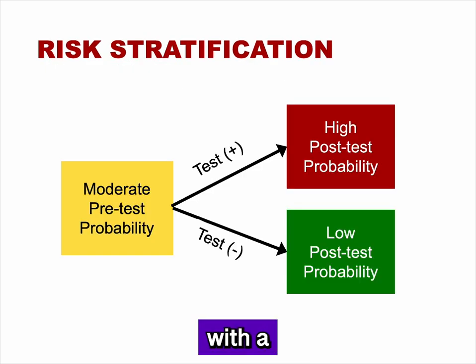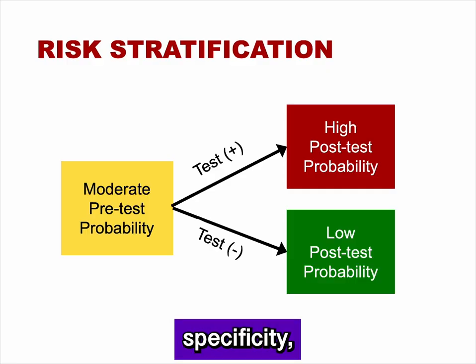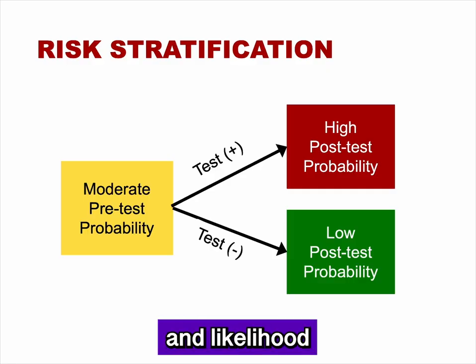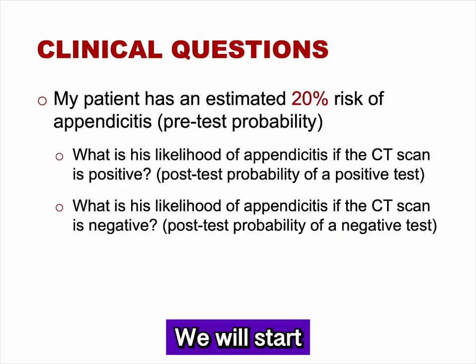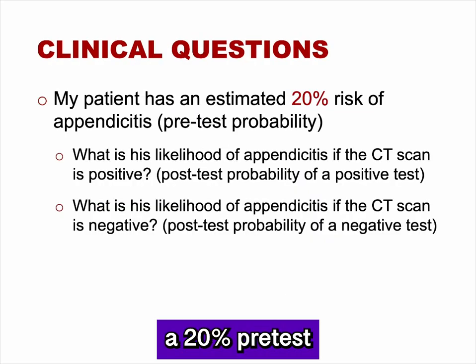Essentially, we use tests with a positive and negative outcome to allow us to stratify the patient into high and low risk groups. The test characteristics, sensitivity, specificity, predictive values, and likelihood ratios help to assess how well the diagnostic test accomplishes this risk stratification. We will start with a patient that we assess as having a 20% pretest probability of appendicitis.